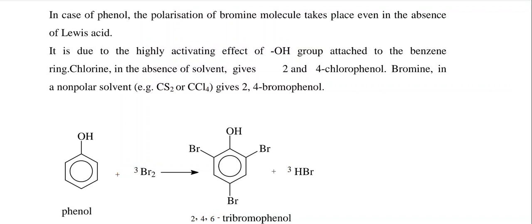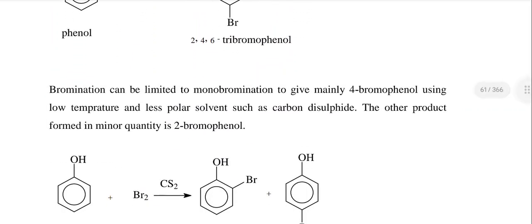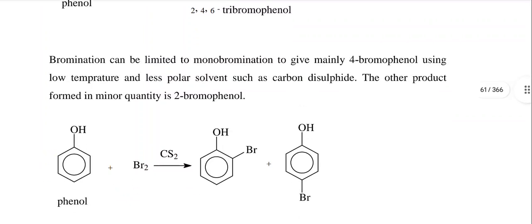Chlorine in the absence of solvent gives 2,4-dichlorophenol. Bromine in a non-polar solvent such as CS2 or carbon tetrachloride gives 2,4-dibromophenol. Bromination can be limited to monobromination to give mainly 4-bromophenol using low temperature and less polar solvents such as carbon disulfide. The other product formed in minor quantity is 2-bromophenol.